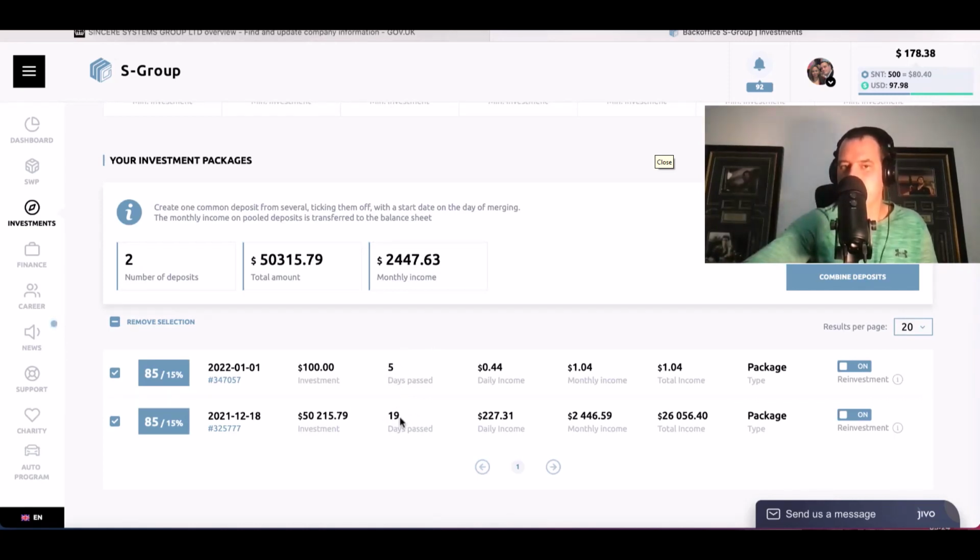You can see here, this one's 19 days it's been going. This one is 5 days it's been going. So that 44 cents, it made in 5 days, it made 44 cents there. So that 44 cents would actually be its own investment plan. But it wouldn't create its own investment plan because you need to make over $15 a month per investment plan.